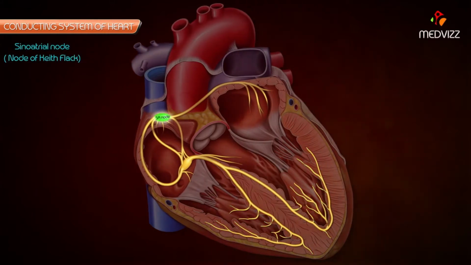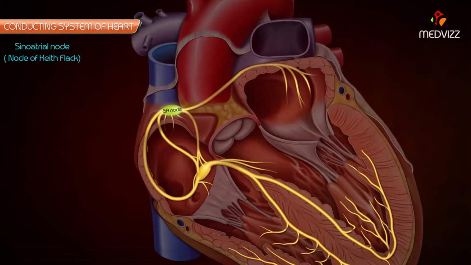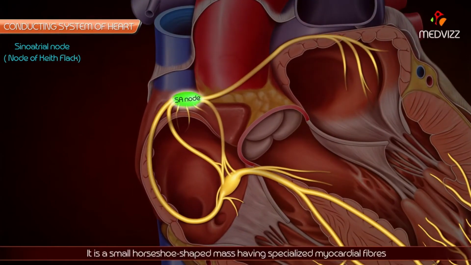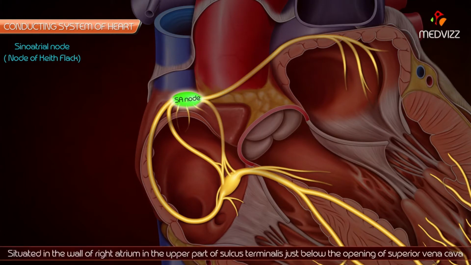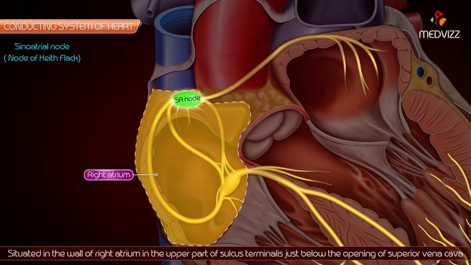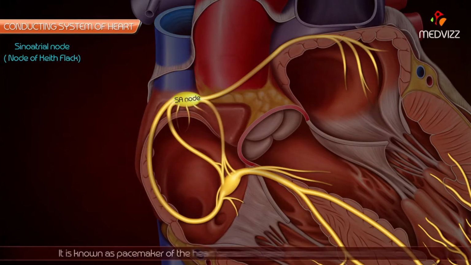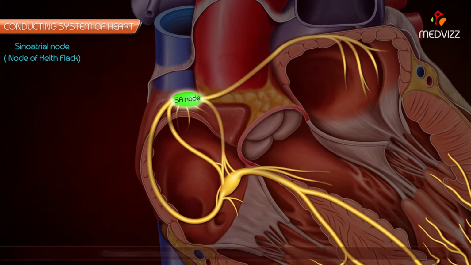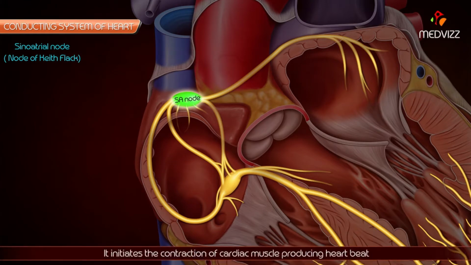SA node. It is a small horseshoe-shaped mass having specialized myocardial fibers situated in the wall of right atrium in the upper part of the sulcus terminalis just below the opening of superior vena cava. It is known as pacemaker of the heart because it generates impulses about 70 beats per minute and initiates the contraction of cardiac muscles producing heartbeat.